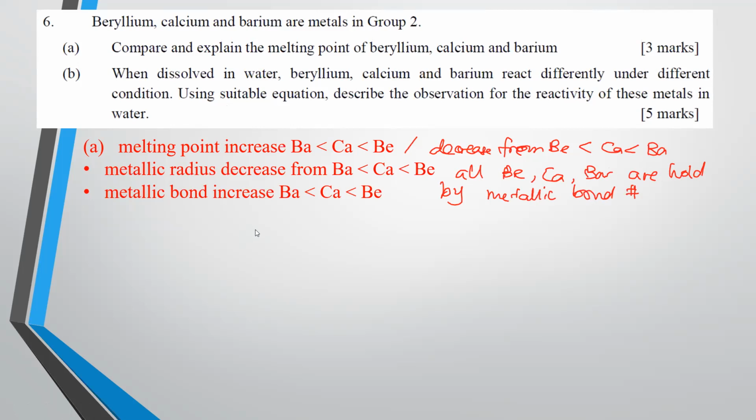Okay, B, when dissolved in water, beryllium and calcium and barium react differently under different conditions. Using suitable equation, describe the observation of the reaction of this metal with water. So first of all, you have to mention that beryllium does not dissolve in water due to the presence of the oxide layer.